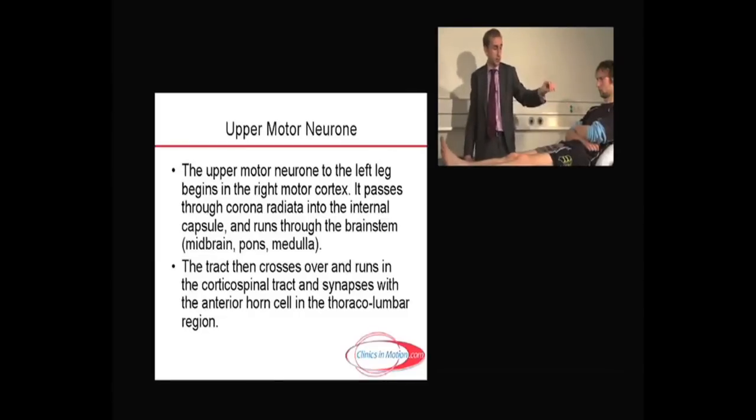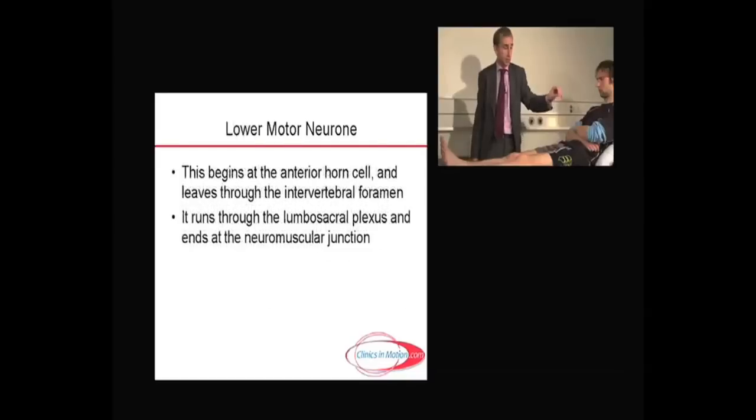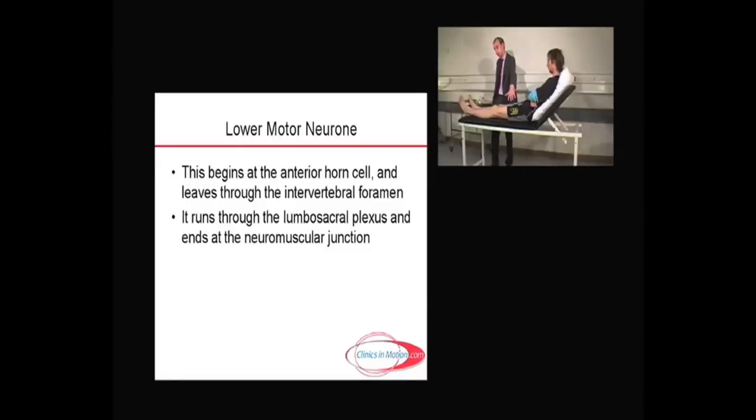The anterior horn cell then represents the start of the lower motor neuron, so the lower motor neuron comes out from the anterior horn cell through the intervertebral foramina into the lumbosacral plexus, in this instance, down the leg into its neuromuscular junction.